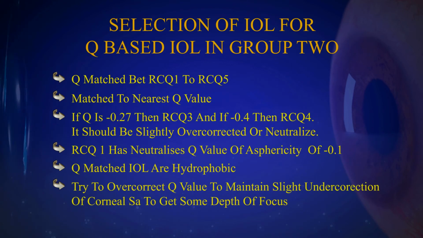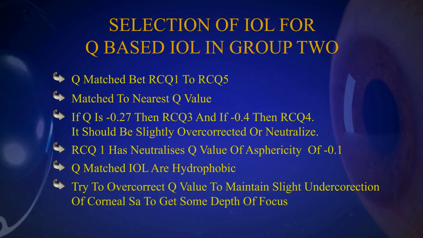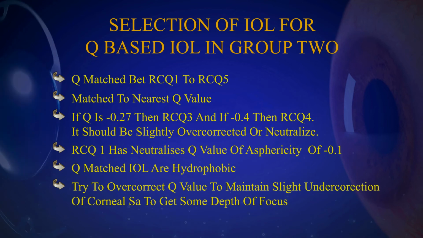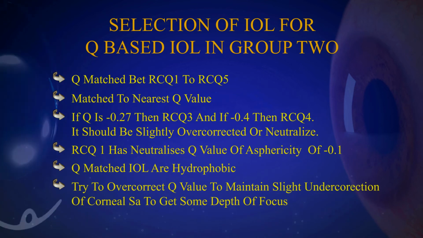In group 2, IOLs are labeled as per the Q matching ability between RCQ1 and RCQ5. They are matched nearest to the value of Q between minus 0.1 to minus 0.5. Q match IOLs are hydrophobic in nature. I have overcorrected Q value to the nearest IOL so that we can leave some amount of overcorrection in order to get some amount of depth of focus.